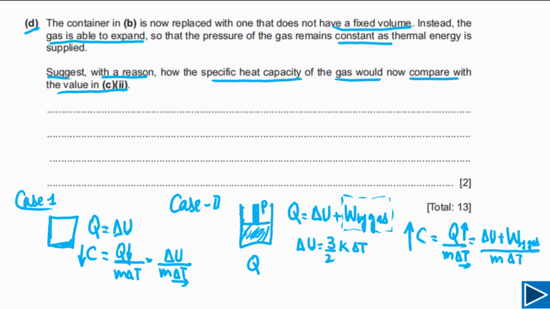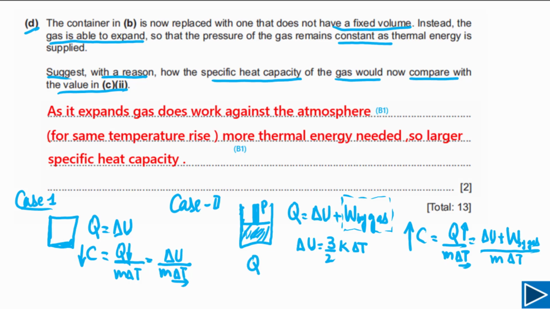And this question has 2 marks. So let me explain to you how to write the answer and how marks will be awarded. The first mark will be awarded if you say, as gas expands, gas will do work against the atmosphere. So in this case you can see, when the gas is expanding, gas has to do work against the atmosphere. Because there is P atmosphere acting on the gas, in order for gas to expand, it has to do work against the atmosphere. So you will get 1 mark.